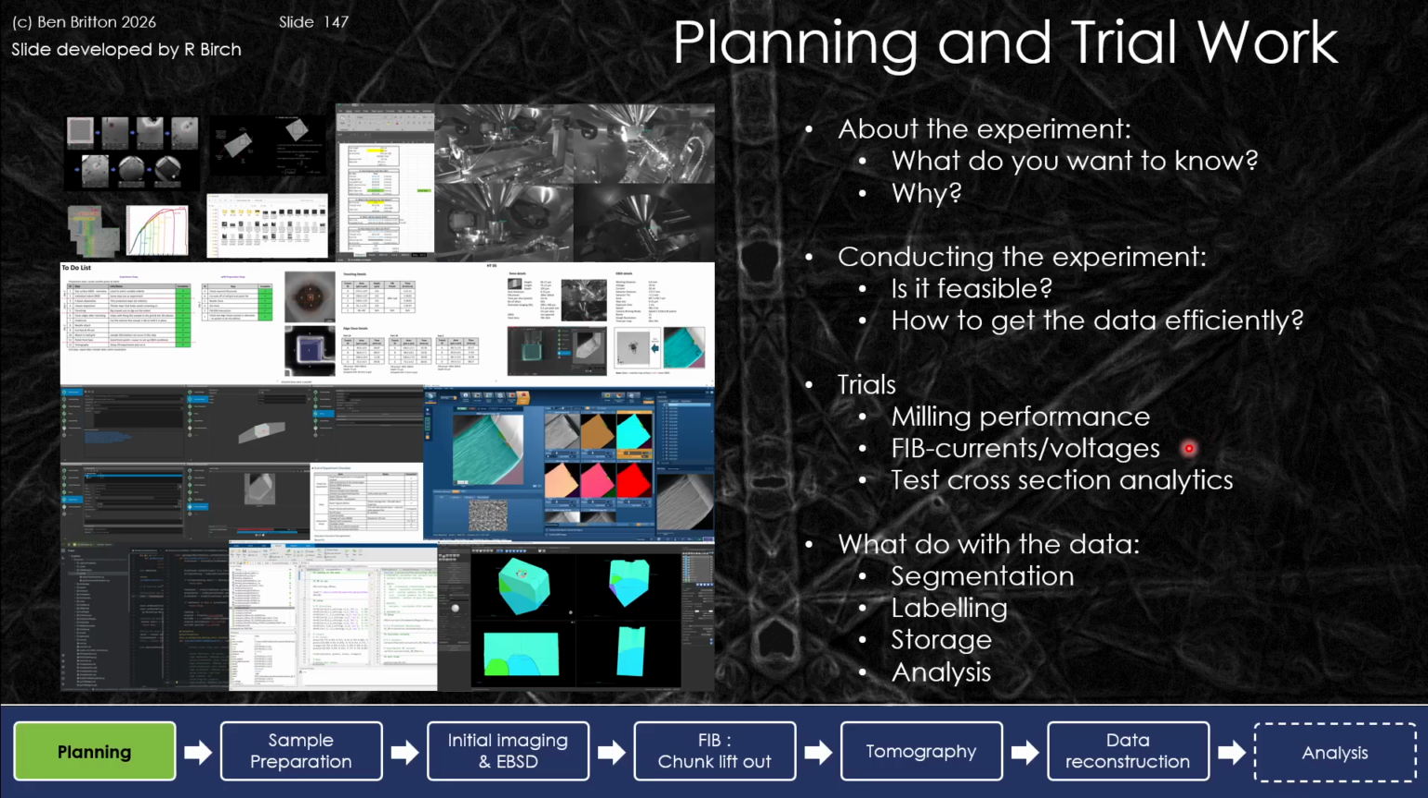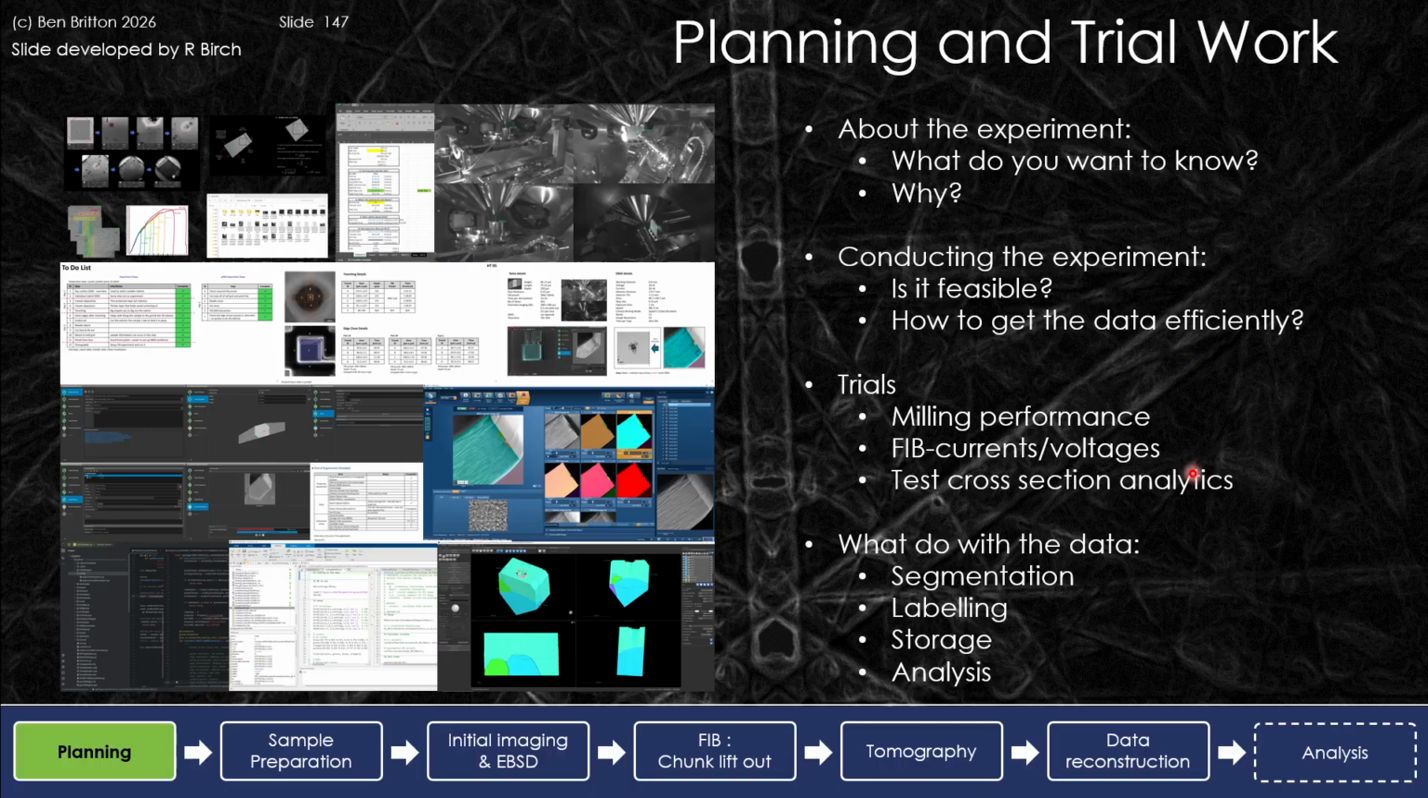And so we start to work out how the FIB currents and voltages will work in our material system across the right grains. And so actually we had a trial of a similar indent to verify this was the case. And we're also going to test the analytics on the fresh cross-section. So that enables us to verify that we can get good EBSD data once we've done the series of FIB-SEM, because we really can't interrupt the tomography once it's running.